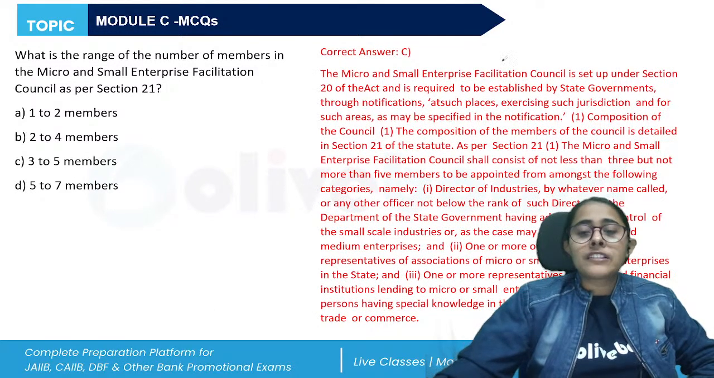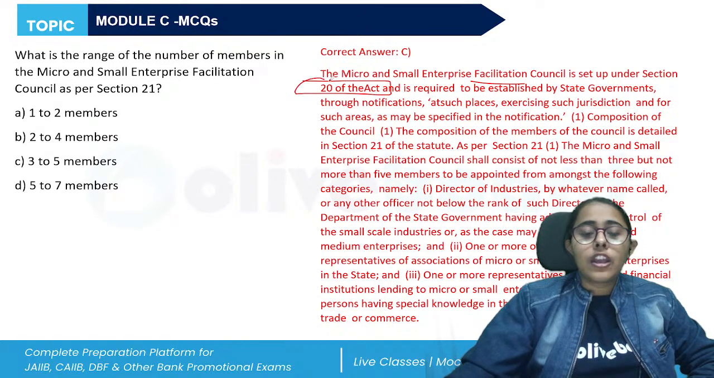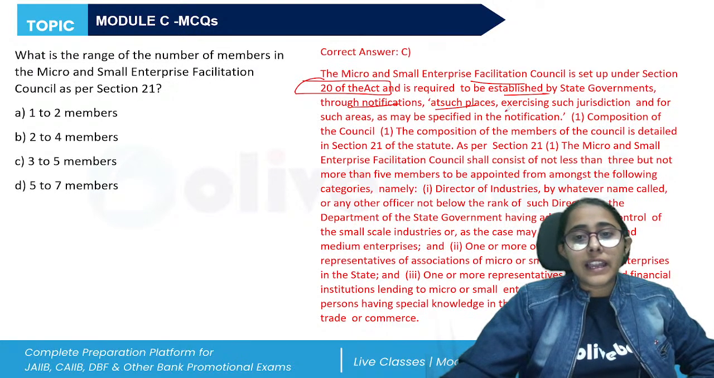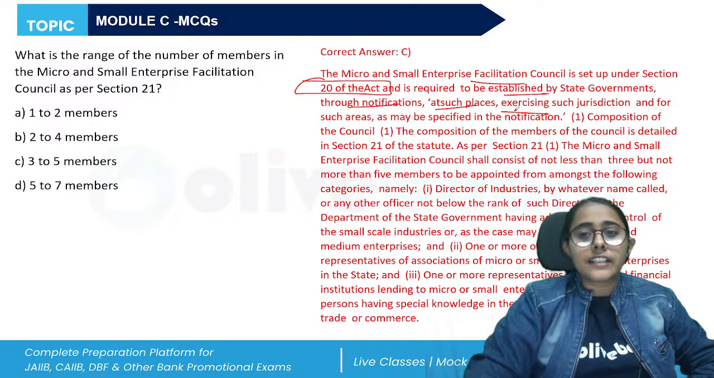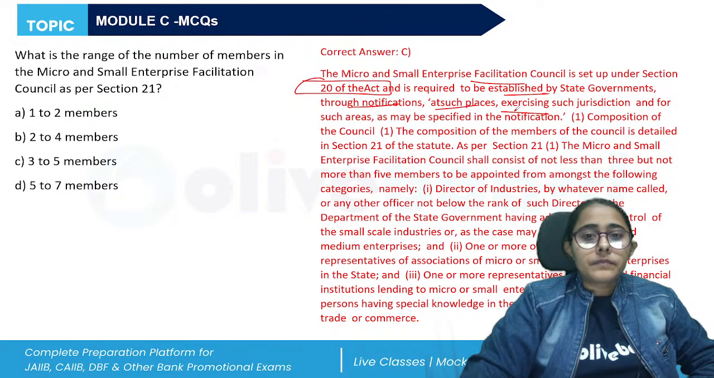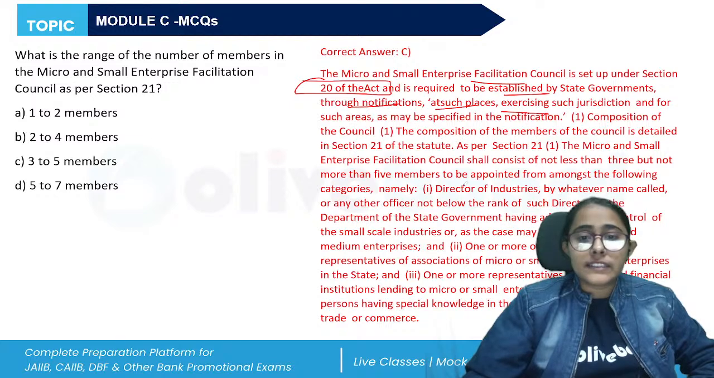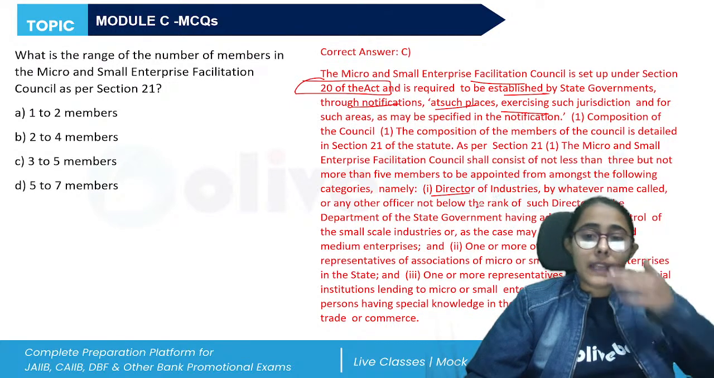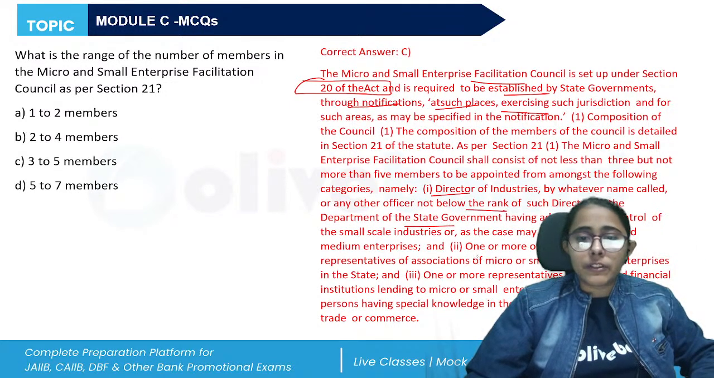So this Micro and Small Enterprise Facilitation Council is to be set up under which section? Under section 20 of the Act, and they are to be established by the state government through notification at places where exercising such jurisdiction is required. So regarding the composition of the council, which is detailed in section 21, there are to be not less than 3 members and not more than 5 members, which are to be appointed from the directors of industries, or they should not be below the rank of such director in the Department of State Government.